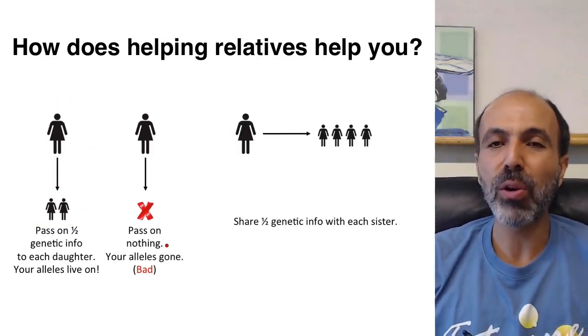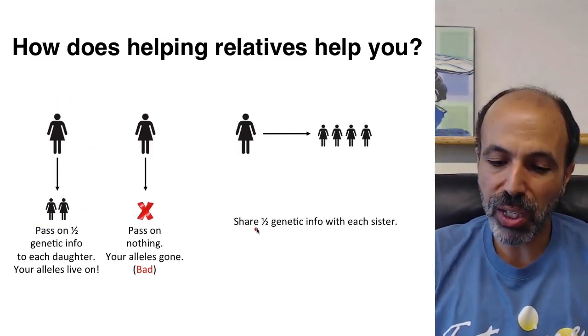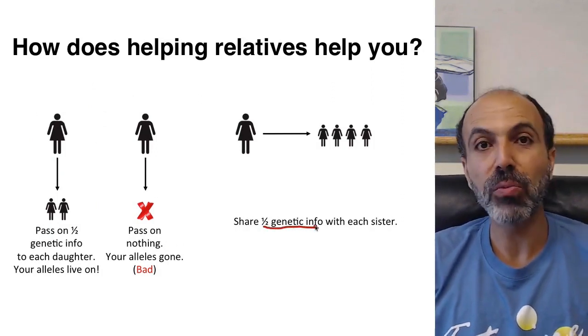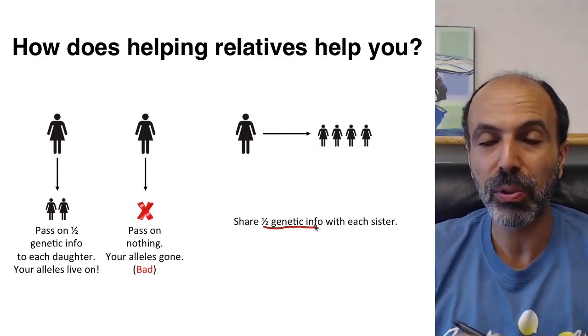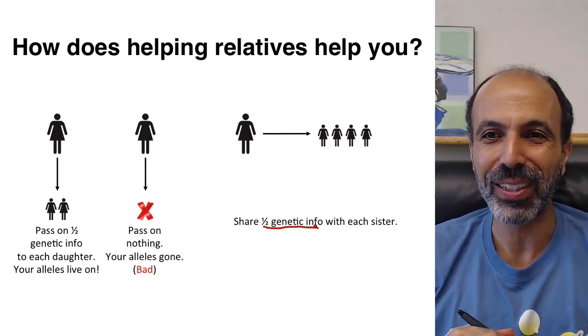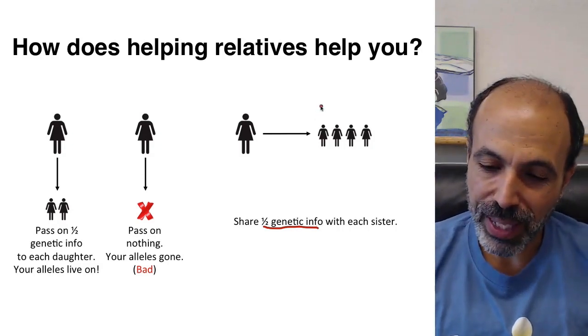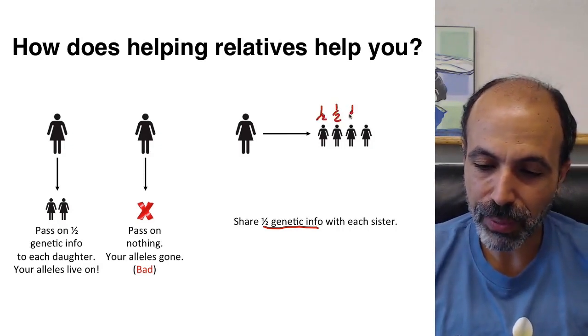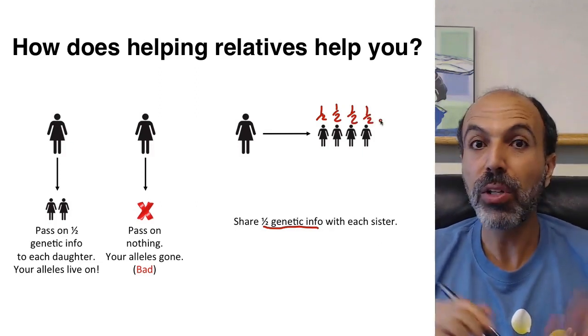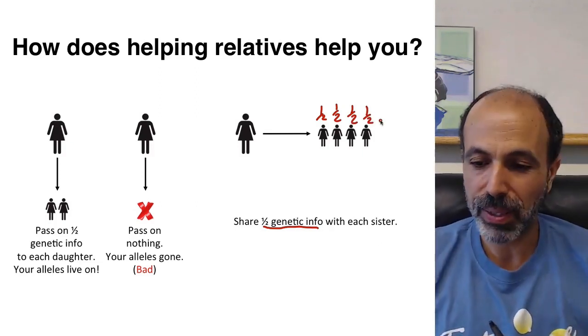Let's say that now you have 4 sisters. Now you share half your genetic information with each sister, right? Assuming you're diploid, which I assume you all are who are watching this. So each of these has already half of your genetic material, okay? Now you didn't make your sisters, they were made by your parents, but let's say they're there.